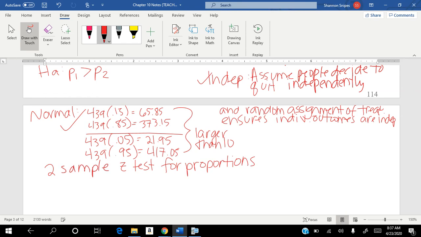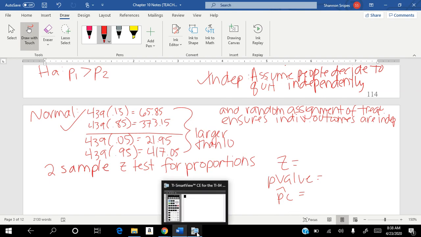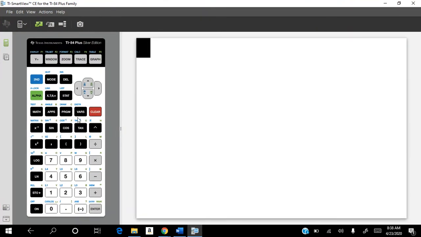So if you do that, then you don't have to show any work. What you do have to show is your test statistic. You have to show your p-value. And you have to show your pooled proportions. Okay, so let's go to our calculator.